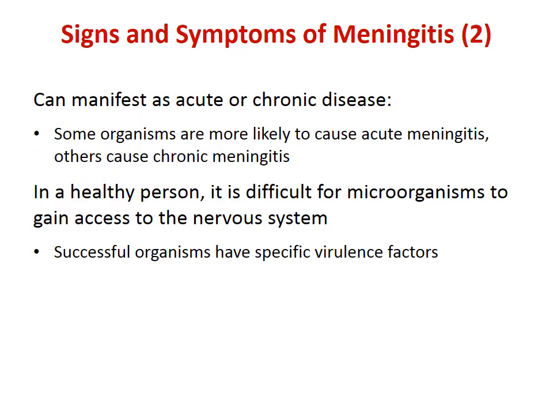So one of the things to understand is it can be acute or even chronic in the way it presents. Some organisms again more likely to be acute, others far more likely to be chronic. The overall idea here is in a healthy person it is difficult for a microorganism to gain access to the nervous system. And so overall, as long as you're healthy, the likelihood this infection occurs is not great.